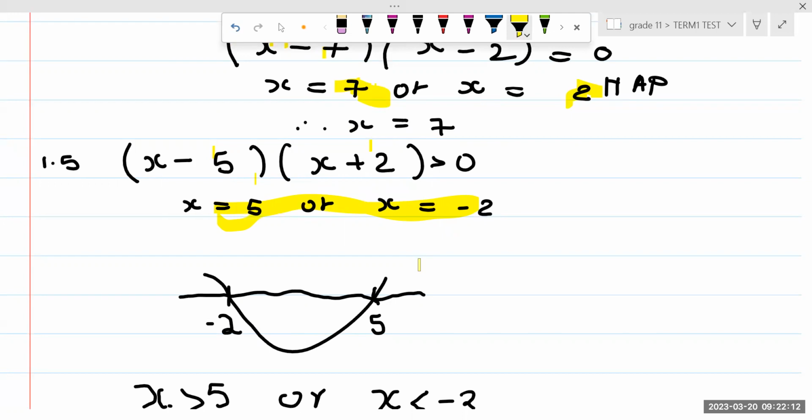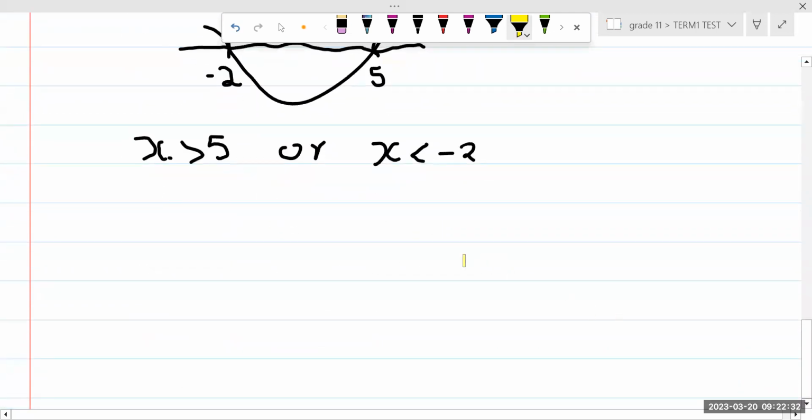I'm going to use these critical values to plot the graph again. We start with the smallest value first. Our smallest value is minus 2, then plus 5 again. Our a is positive, therefore our graph is smiling again. Therefore, we go to the solution. The solution area is x greater than 5, because when a is positive, the bigger one takes the original sign. Minus 2, the smaller one, takes the other sign, which is x less than minus 2.